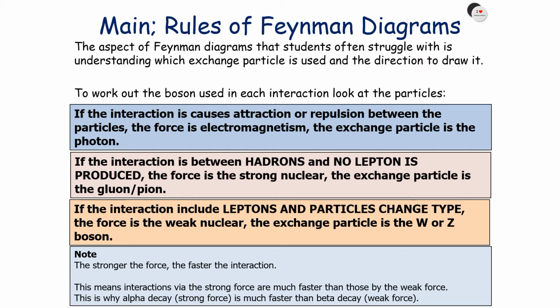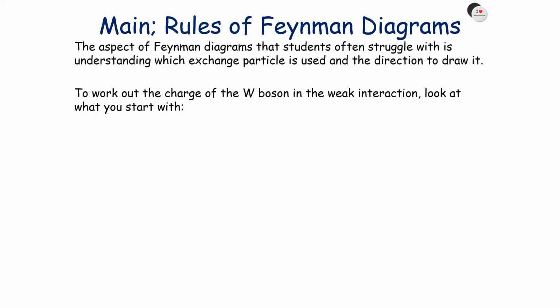Now note, the stronger the force, the faster the interaction. So this means interactions via the strong force are much faster than interactions via the weak force. So this is why alpha decay, which occurs via the strong interaction, is much faster than beta decay, which occurs by the weak interaction. Now you can also work out the charge of the W boson in the weak interaction by looking at the charges.